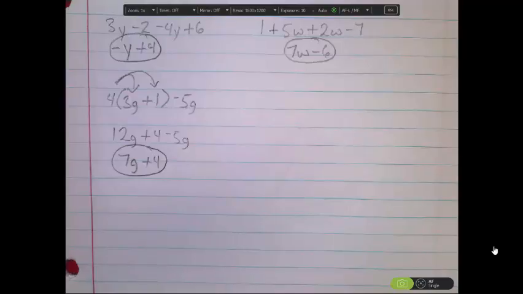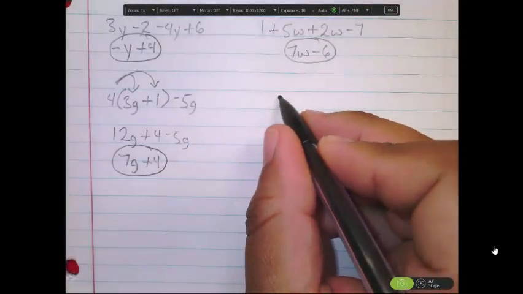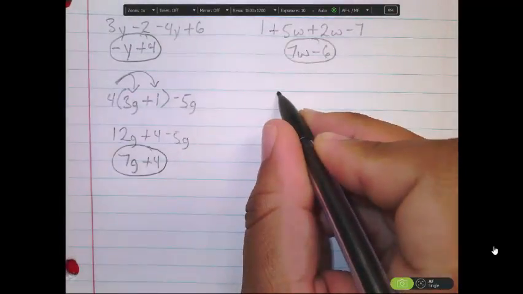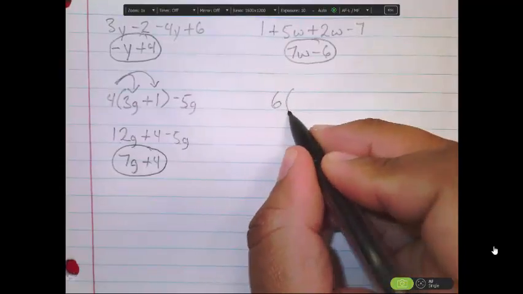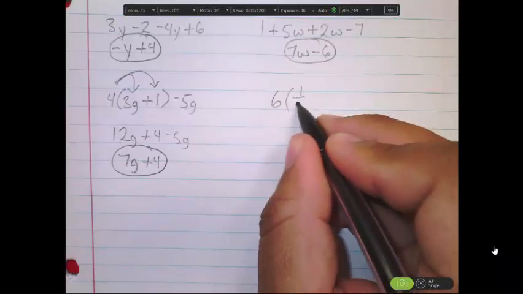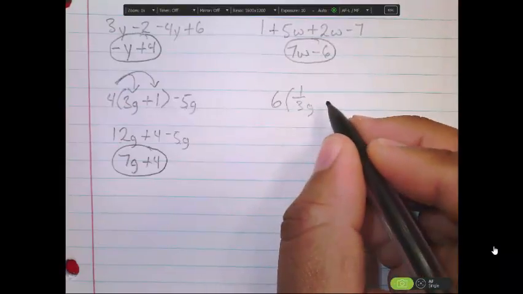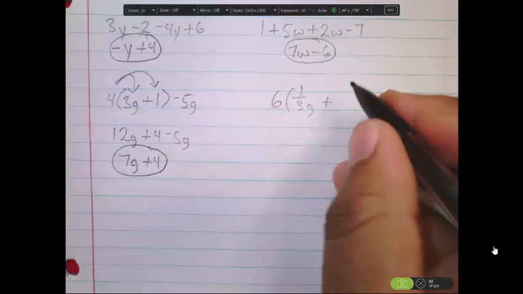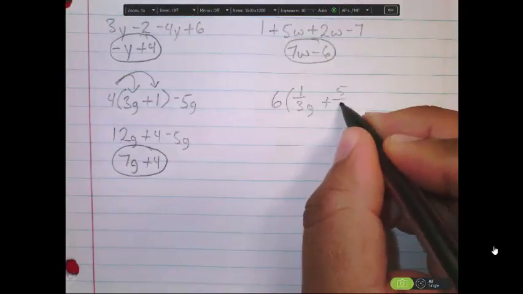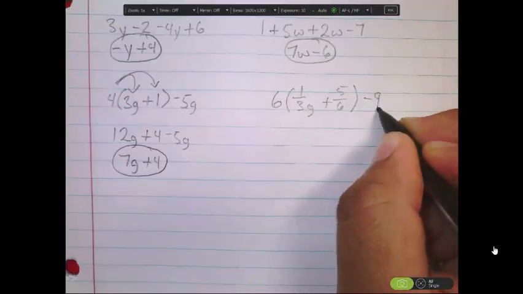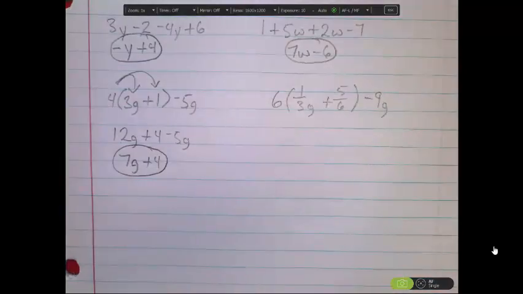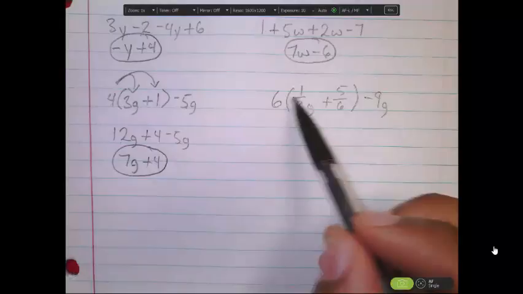We tend to freak out when we see fractions, so let me give you one with fractions. Let me help you out. We're going to say 6 times the value of 1/3 g plus 5/6 minus 9g. We see distributive property and we see fractions. Yuck. But it's really not that difficult. So let's go ahead and undo our distributive property.